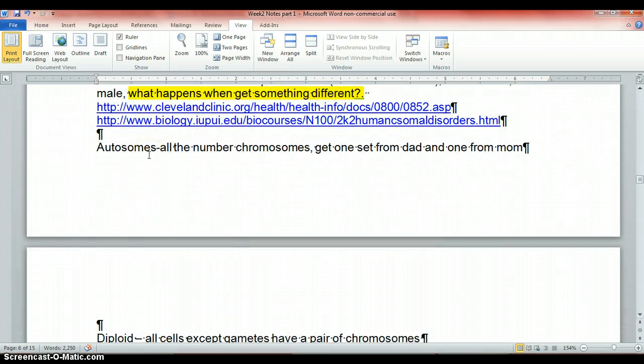Autosomes, so those are all the chromosomes except for X or Y, all the numbered chromosomes. So chromosome 1, for us, it's going to be 1 through 23. You get one set from your dad and one set from your mom.